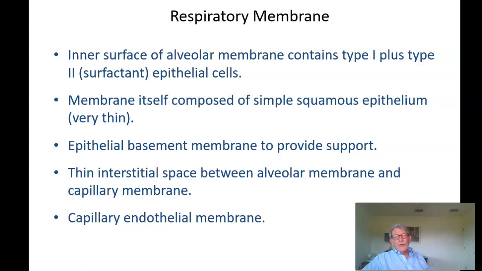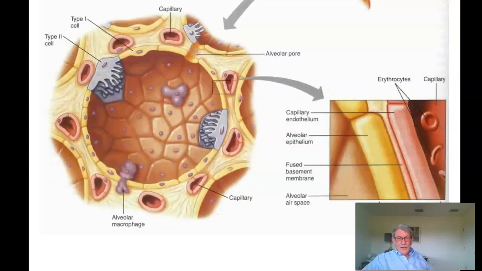Respiratory membrane, we talked about. It has the type 1 epithelial squamous cells plus the type 2 surfactant cells. It's very thin. We've seen this one before. You've got a cell, a basement membrane. Here's the capillary. Here's the capillary, and there's the alveolus. Here's your type 2 cells making surfactant.